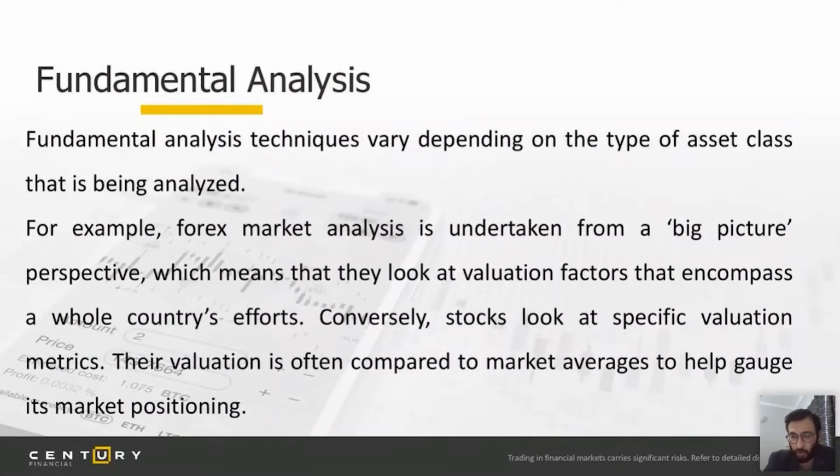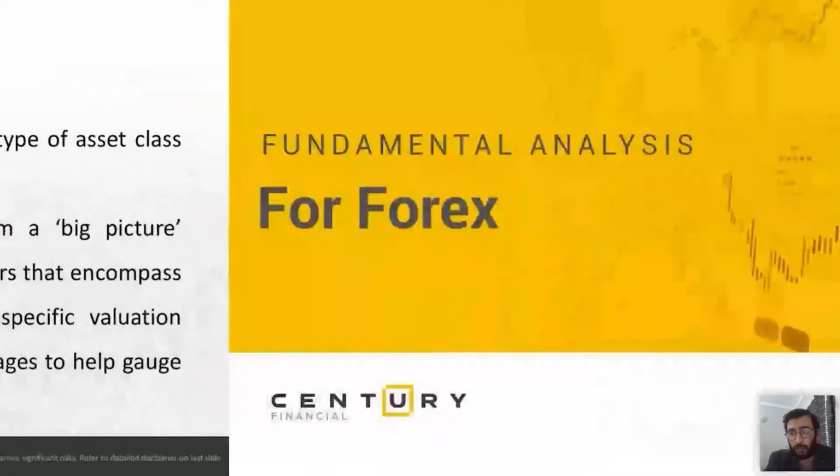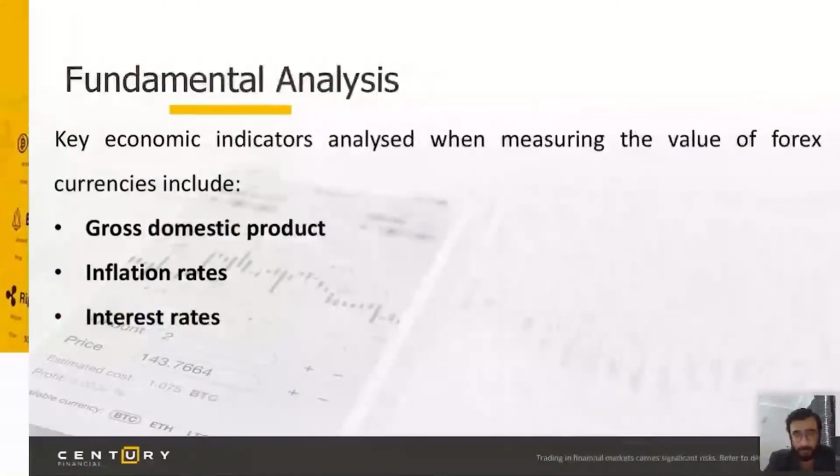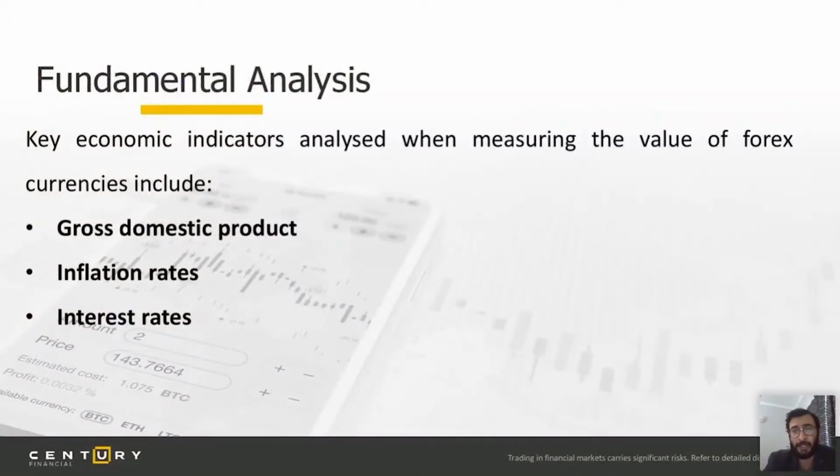For stocks, most of the time, fundamental analysis is used. But when it comes to commodities and currencies, there are some other fundamentals which are affecting them also. So what we are going to do is talk about most of the asset classes and what kind of fundamentals they see. First, let's understand forex. For forex, we look into key factors like GDP, inflation rate, and interest rate.